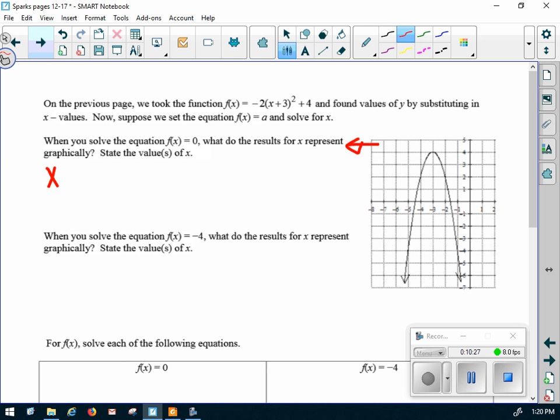Let's try it. What does f of x mean? F of x means y. So what I want to do here is I'm setting y equal to 0, and I want to know for what x values does y equal 0? What does that look like on a graph? What x values have a y value of 0? The x-intercepts. Solving this equation right here finds my x-intercepts. We're going to do it.